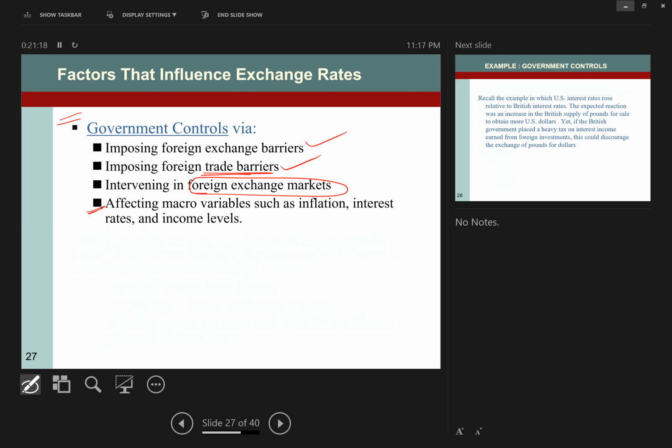Last, it is affecting macro variables such as inflation, interest rates, and income levels. We know that inflation has a separate effect on the exchange rate, interest rate has a separate effect, income level has a separate effect. But government can also trigger higher inflation by increasing the money supply. Government can also increase or decrease the interest rate. Government can also increase the income level through minimum wage, right? So these kinds of government controls can also increase or decrease the value of the exchange rate. So we have an example here.